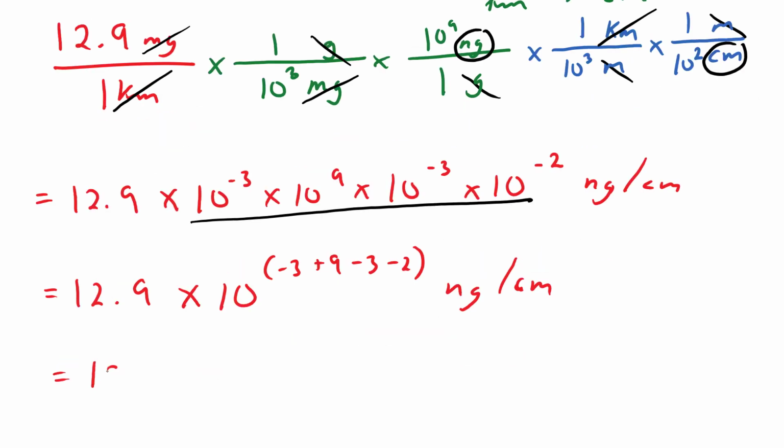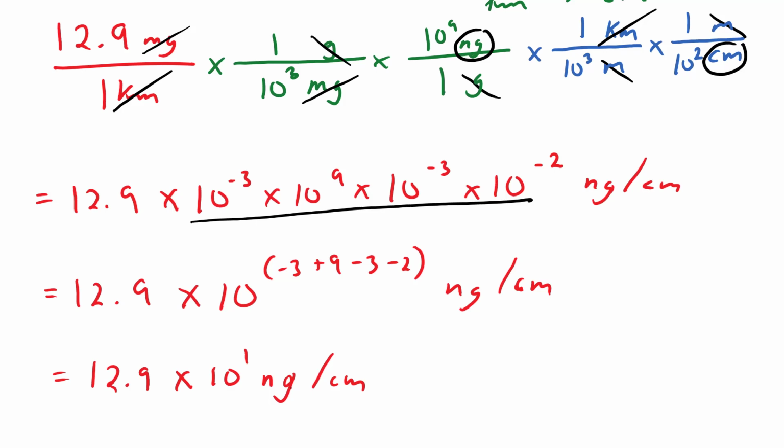This is then equal to 12.9 times 10 to the -3 plus 9 is positive 6. Minus 3 is positive 3. Minus 2 is positive 1. Nanograms per centimeter.